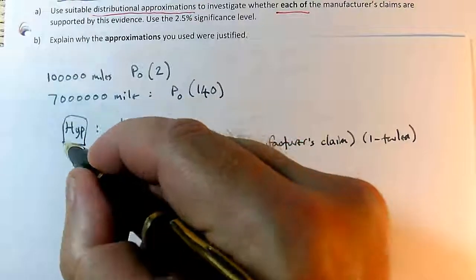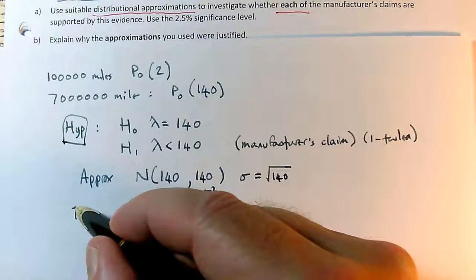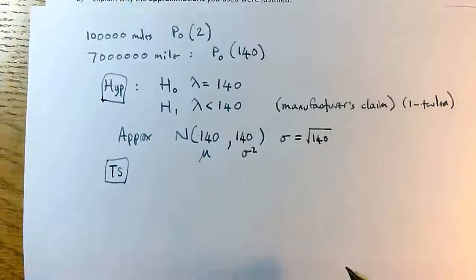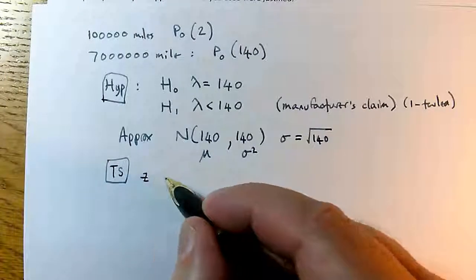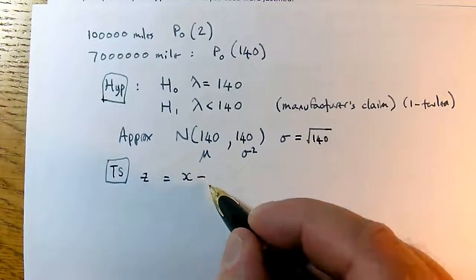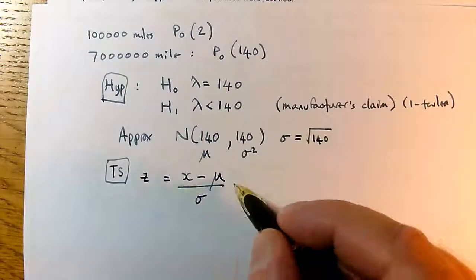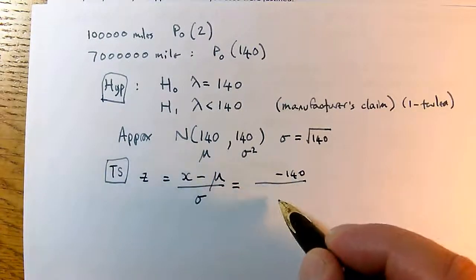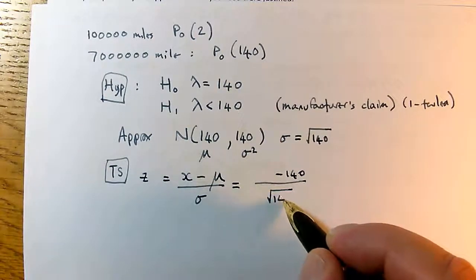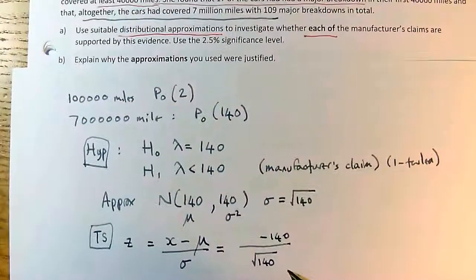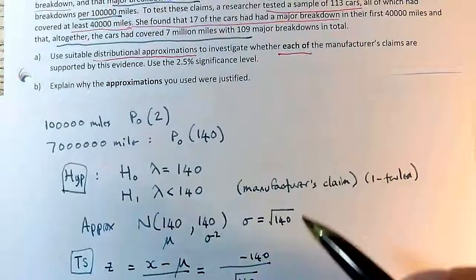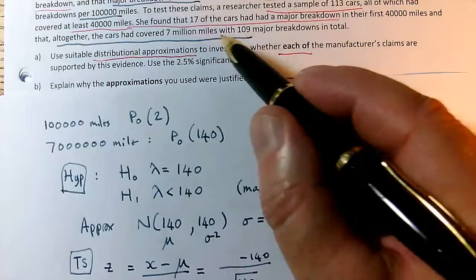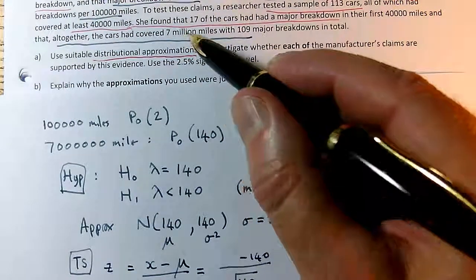I've done hypotheses. I'm now going to do my test statistic. So my test statistic is going to be a z, and z is x minus mu over sigma. So I know my mu is 140, I know my sigma is the square root of 140, and the observed value, go back to the question, it turned out that there were 109 breakdowns in the 7 million miles.